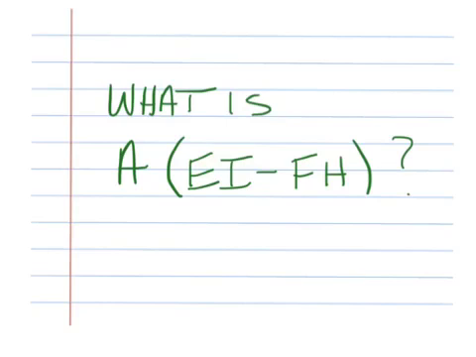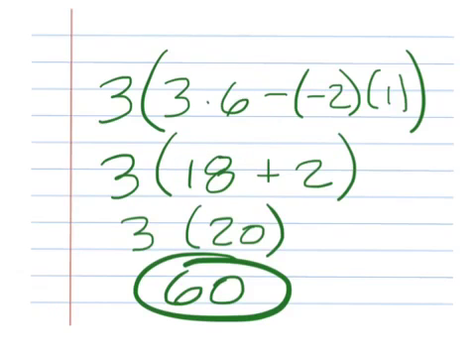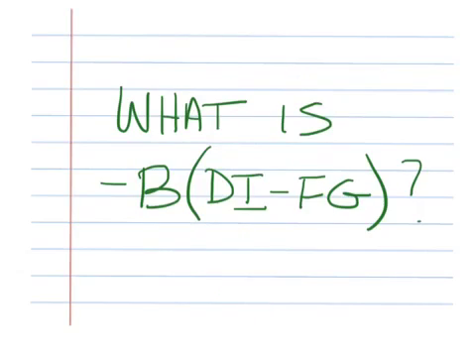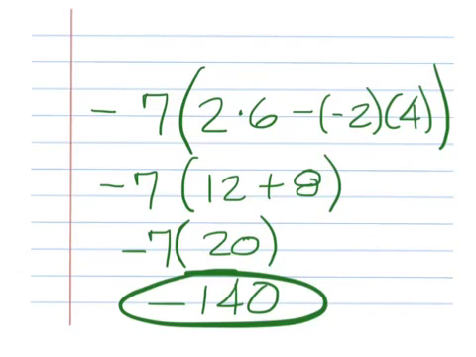What is A times the quantity of EI minus FH? The answer is 60, and there's the work to show for it. What is minus B times the quantity DI minus FG? 140. She says negative 140. Should be negative 140, and here is the work to show for it.